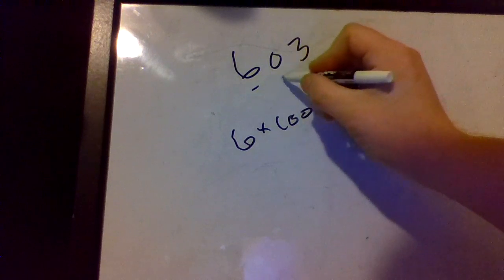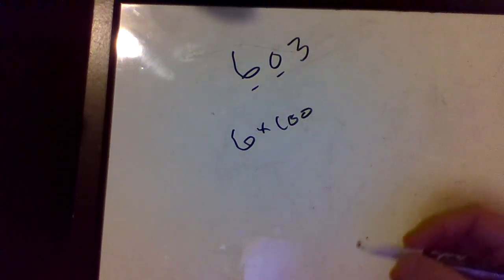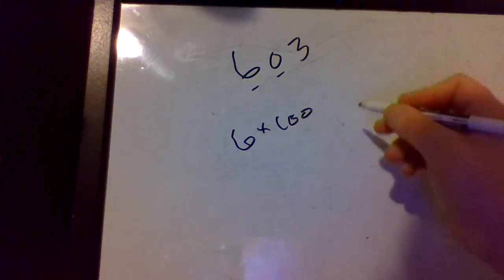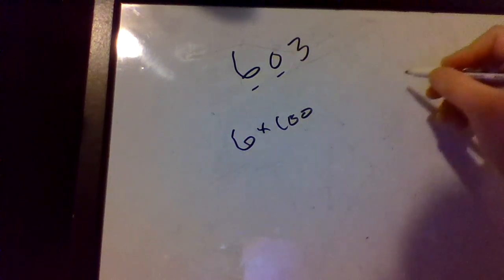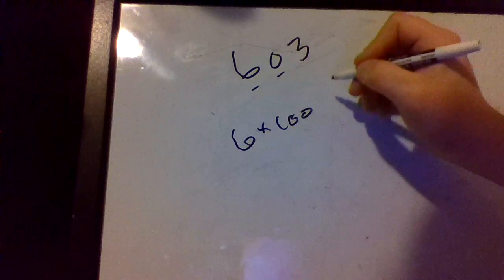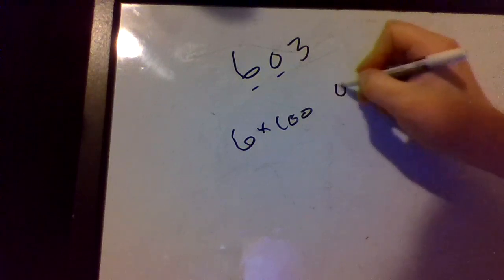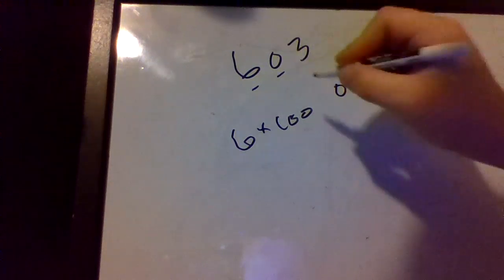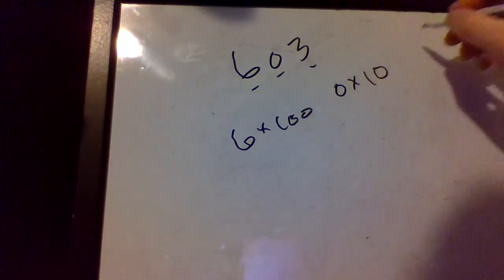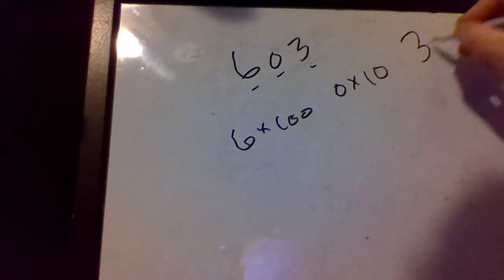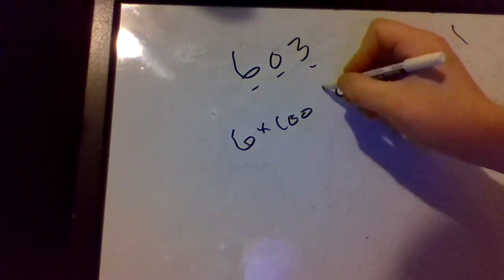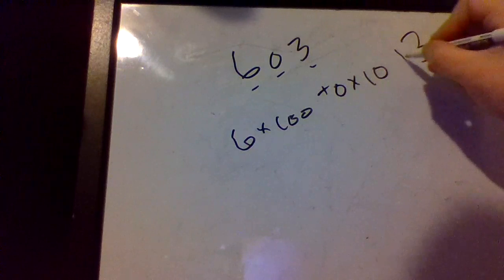And the 0 is in the tens place. So usually you're going to see this as just nothing's there. But if you write it out, it probably won't be wrong if you put 0 groups of 10. And then the 3 is in the ones place, so 3 groups of 1. And of course put a plus sign between all 3 of those.